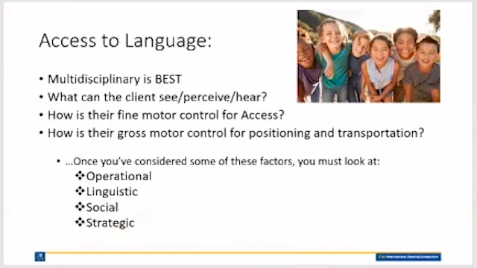So we start with access, because if you can't access the language, then you can't activate, you can't get things moving. So like we said, multidisciplinary teams are best. We start out with what can the client see, perceive, or hear? Is this a student who has CVI? Is this a student who might have a hearing impairment? How is that going to affect the feedback that they would get on the device? We want to know what's their motor control for access. This could be, do we have a student who is direct selecting?